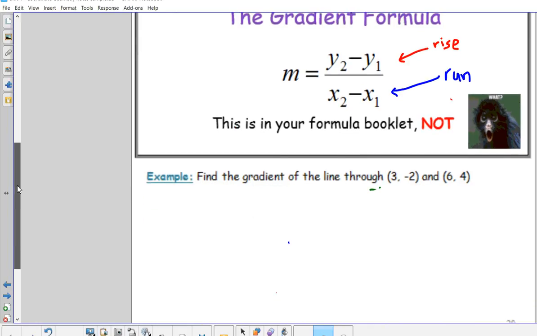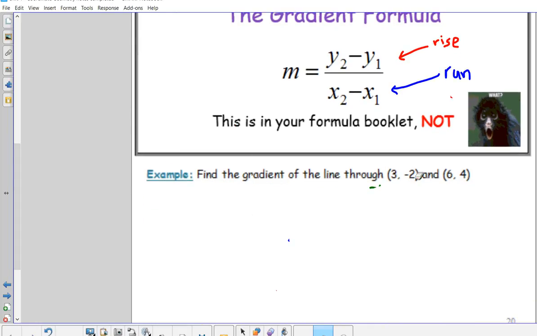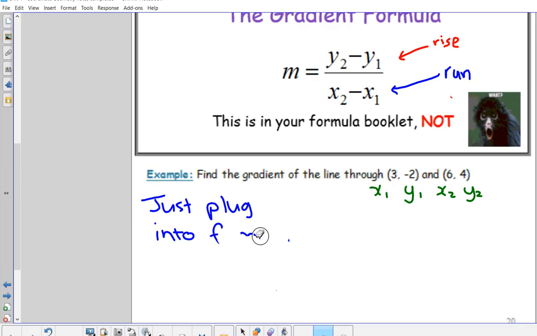For example, find the gradient of the line through these two coordinates. So what do I always nag you to do? I always nag you to label them x1, y1, then the other one has to be x2, y2. What we're going to do is just plug into the formula. The only thing is you have to remember the formula. It's not on your formula sheet. Plug it into the formula.